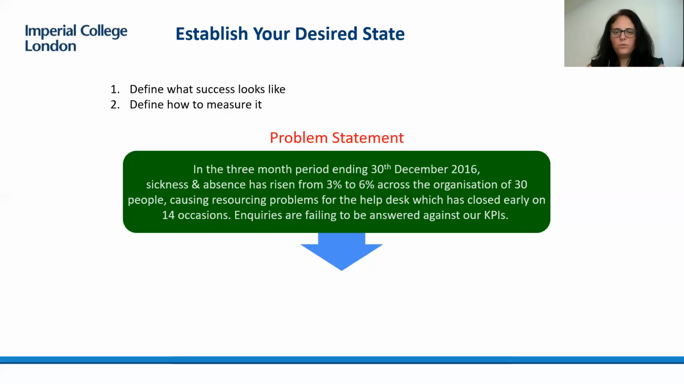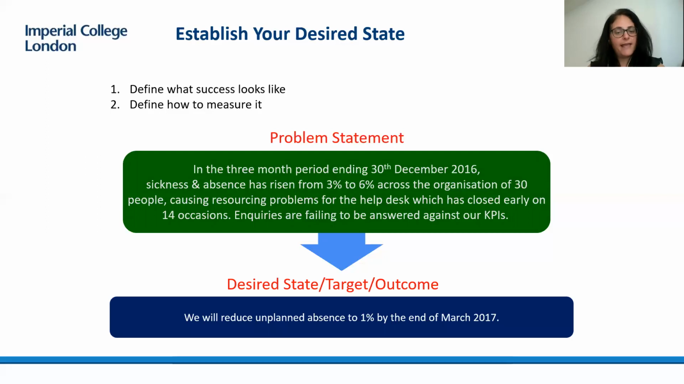So, when we're thinking about this, we then need to ask ourselves, okay, so that's the problem statement. Where do we want to be? What does good look like after we've resolved this problem? So we do this by defining the outcome statement. So this is your desired state, end state, your target or your outcome. These are used interchangeably. And we are saying here, we will reduce unplanned absence to 1% by the end of March 2017.